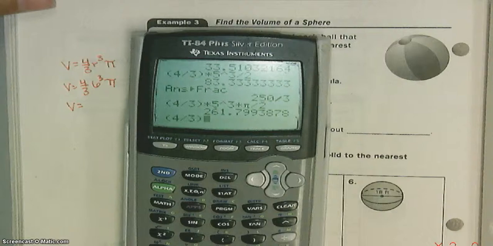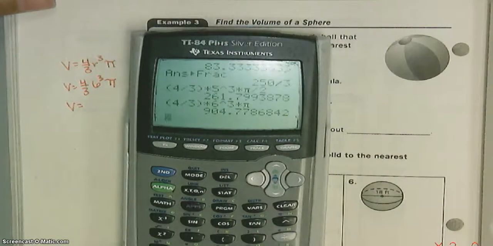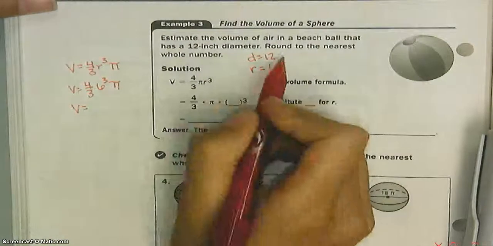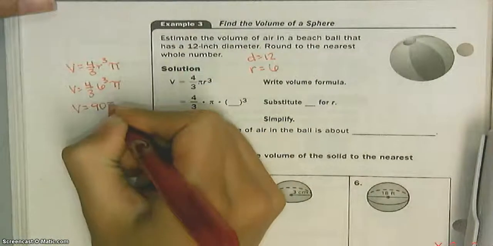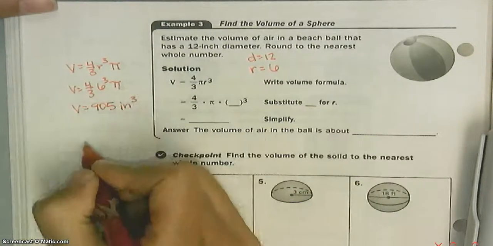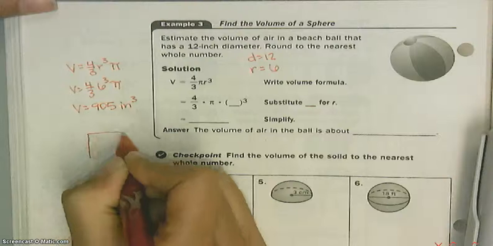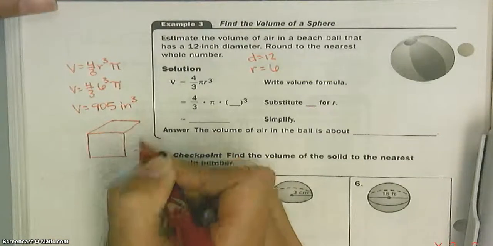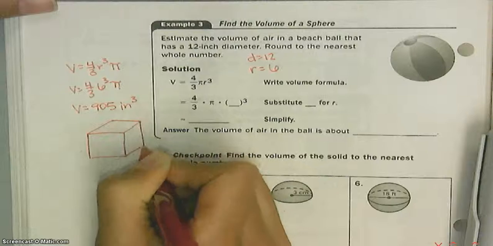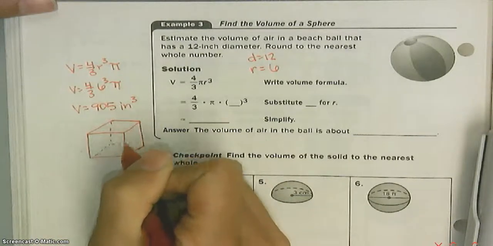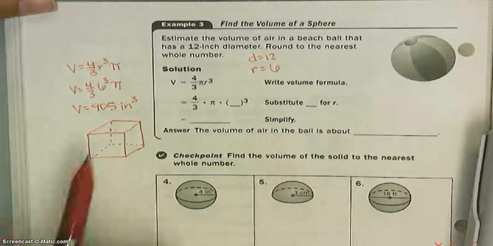4/3 times 6 cubed times pi. 905. We'll round to the nearest whole number. That's what it says. 905 inches cubed. So beach ball, right, a cubic inch looks kind of like this. So this beach ball holds 905 of these. Seems like a decent sized beach ball, but that's what this means.